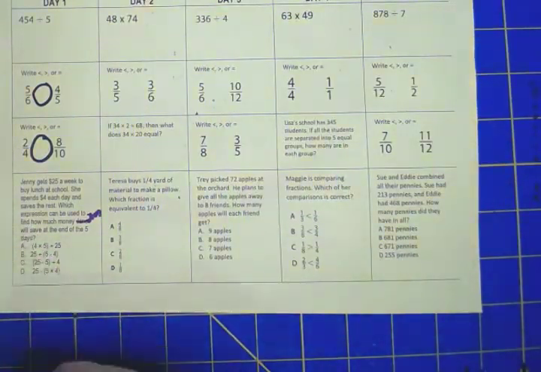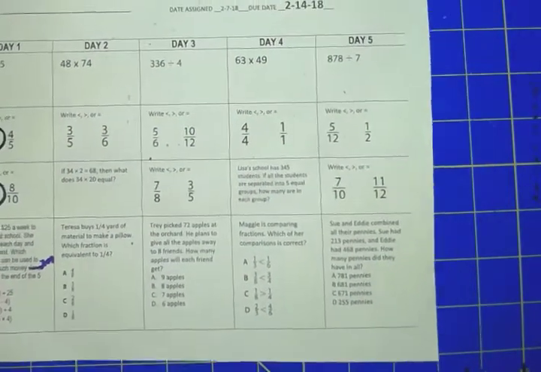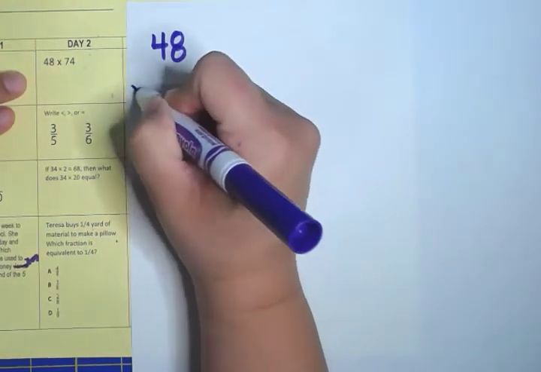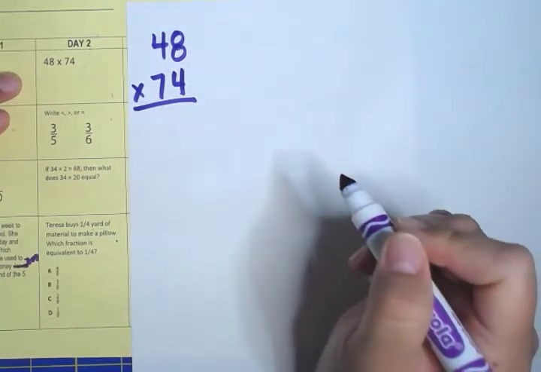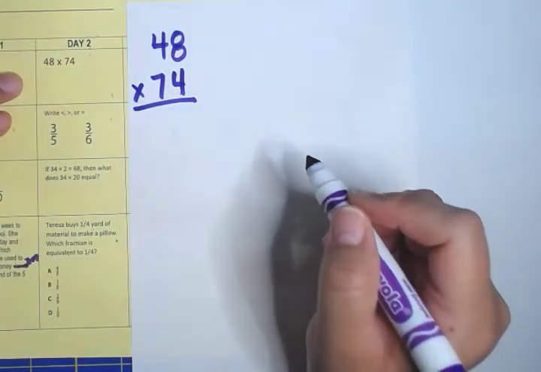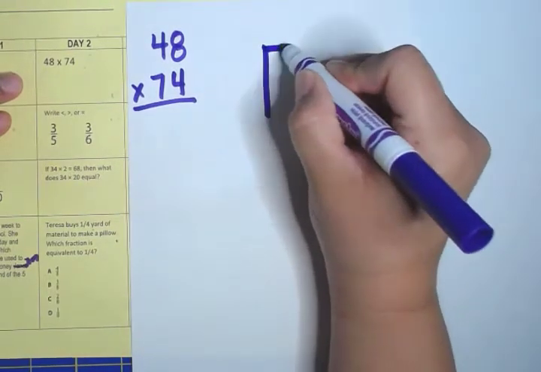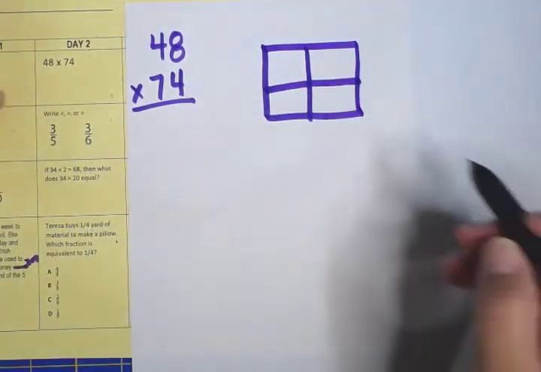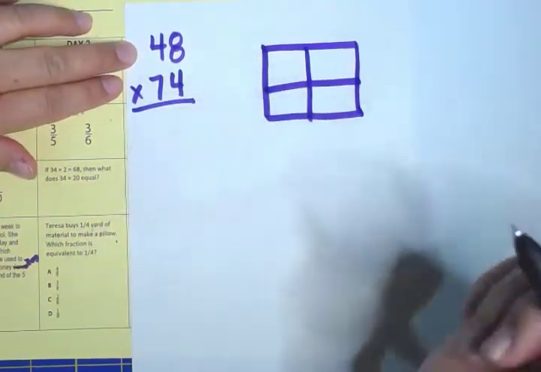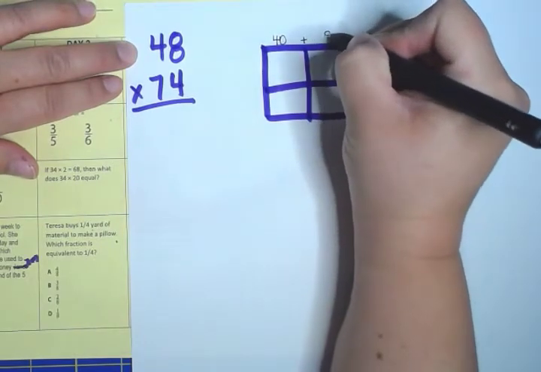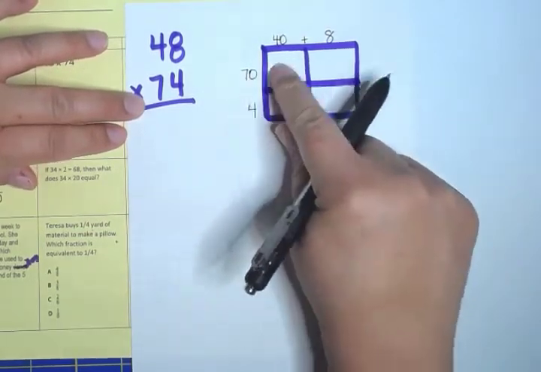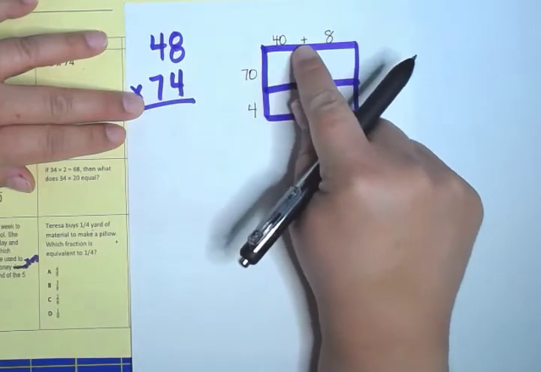All right, let's look at day 2. Day 2, you have a multiplication problem. 48 times 74. Now, if you are having trouble multiplying 2 digits by 2 digits, I want you to break it apart by doing a grid and writing your first number and your second number in expanded form. So this would be 40 plus 8, and you don't have to write the plus sign here. And this would be 70 plus 4. So you're not really adding over here. I just wrote this down so you could see the expanded form.